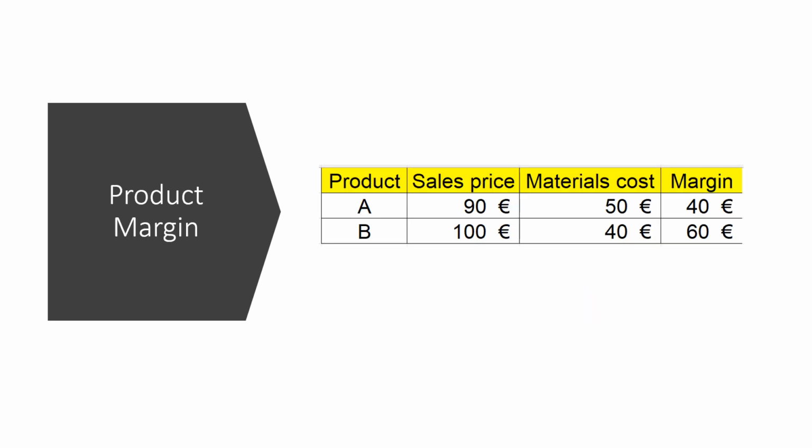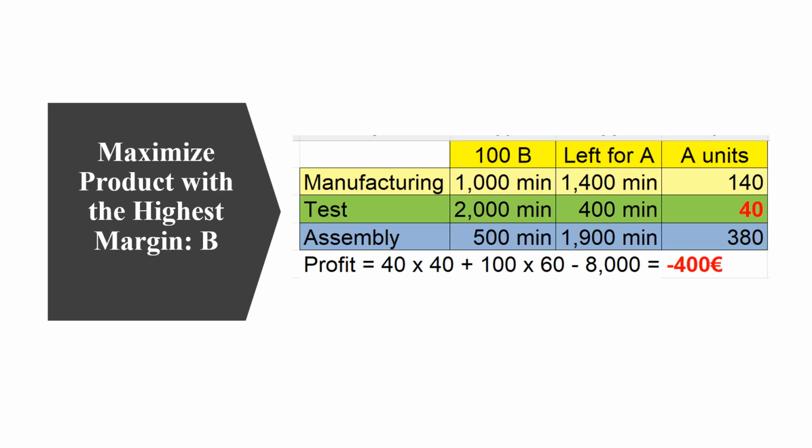We want to maximize overall profit, so we calculate the margin of each product by subtracting price minus materials cost. Since we can't satisfy all the market demand, we must decide which product should be our priority. If we ask finance, they will tell us B is the best, since it has the highest margin. Let's see how many resources we will need to produce all the market demand for B, and how many A's we will be able to produce with the remaining resources.